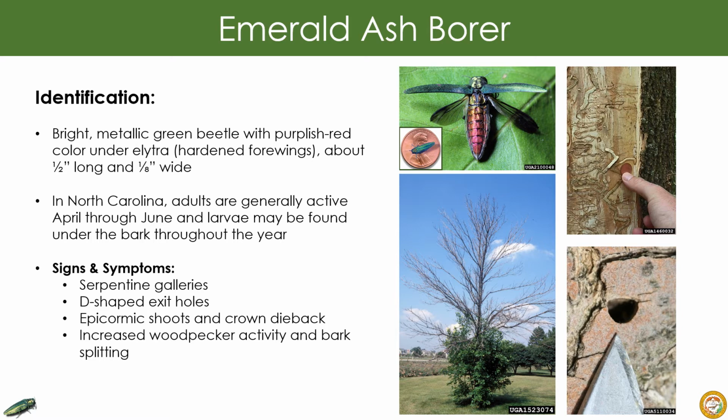throughout the year. One of the reasons EAB has been able to establish widely is because the beetle can infest trees long before humans can detect them. Often by the time an infestation has been noticed, it is too late to save the tree without spending a great deal of time and money. The most common signs and symptoms of EAB infestation are serpentine galleries under the bark caused by larval feeding, D-shaped exit holes in the bark from adult emergence, epicormic shoots, and crown dieback.